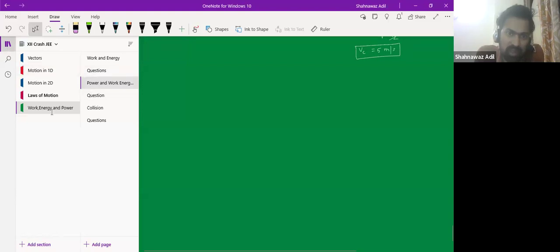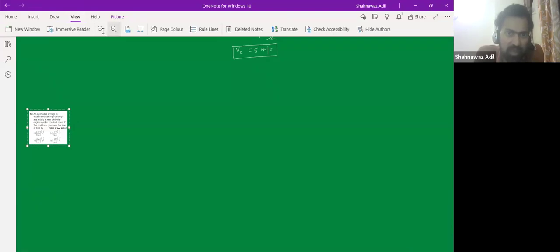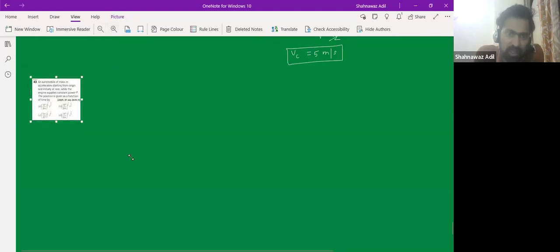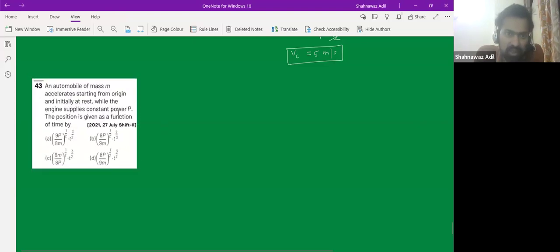So this one we can try. Power is constant, right? And what is the relation between power and work or force? We can relate force with power. That thing we have also understood, and we have to apply those things and get the answer.